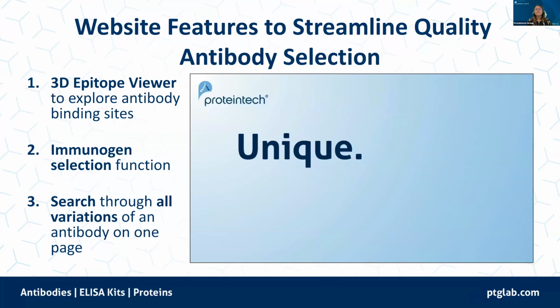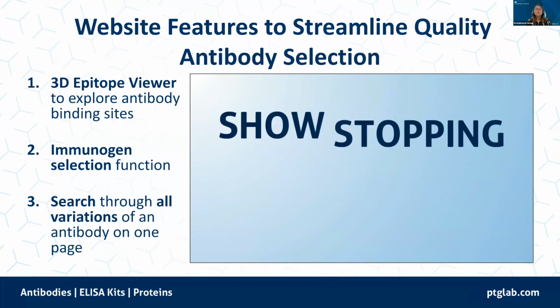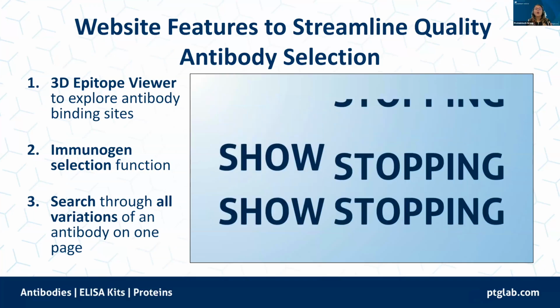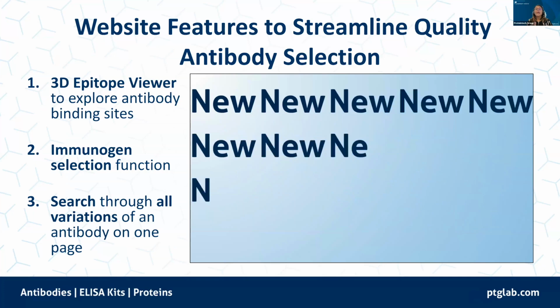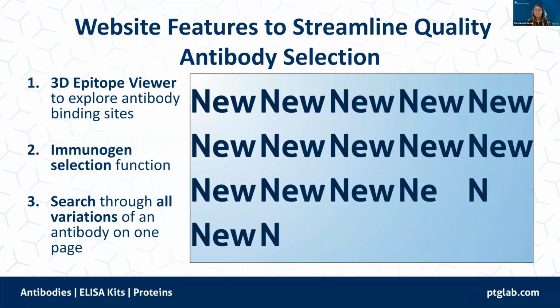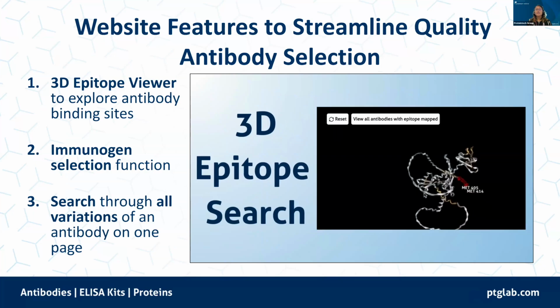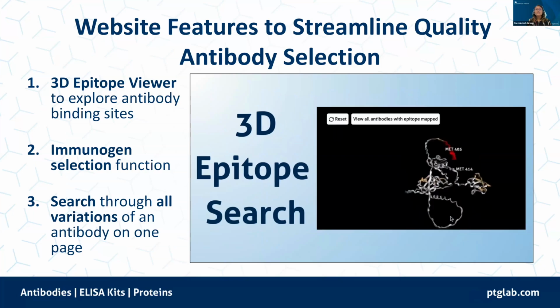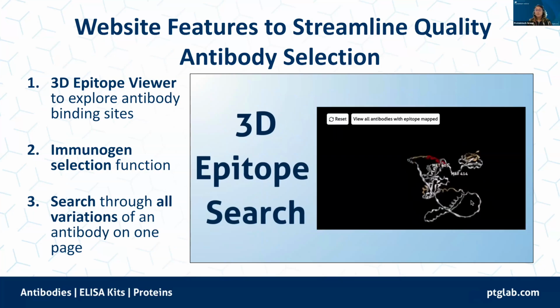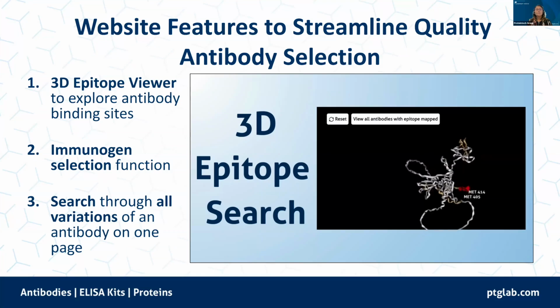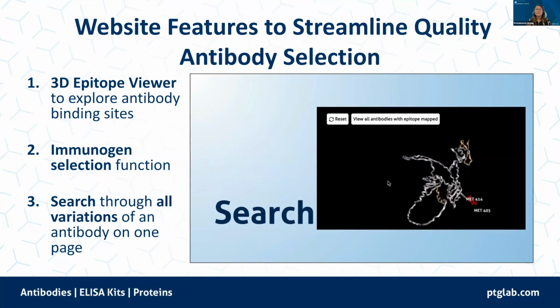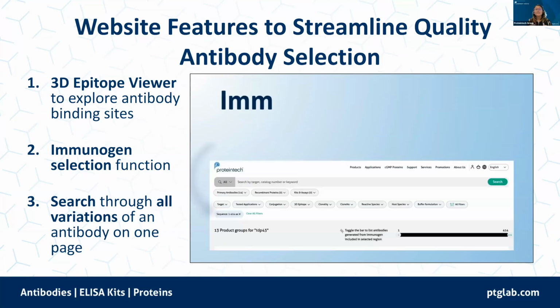I also really quickly want to highlight that as Proteintech, we strive to be transparent about our products and make their searchability as user friendly and informative as possible. So, we've recently launched some new updates on our website to help our customers search for the right antibody. This includes our unique 3D epitope viewer, which allows you to interact with epitope structures and explore antibody binding sites so you know exactly where our antibodies bind to your protein of interest.